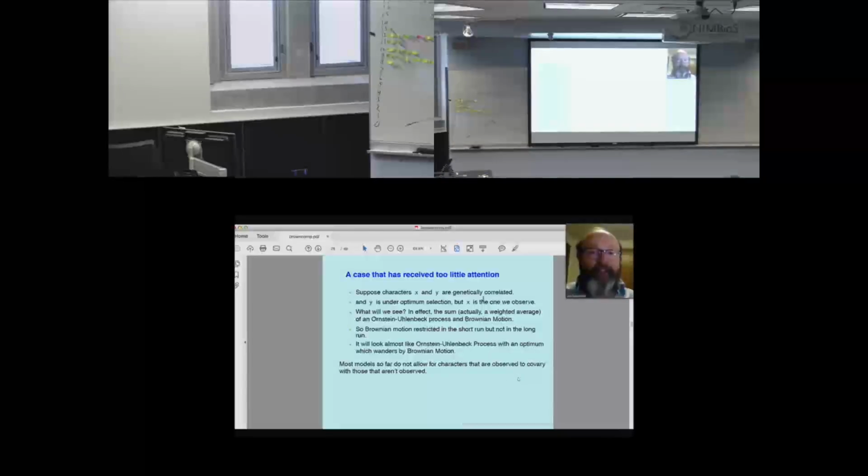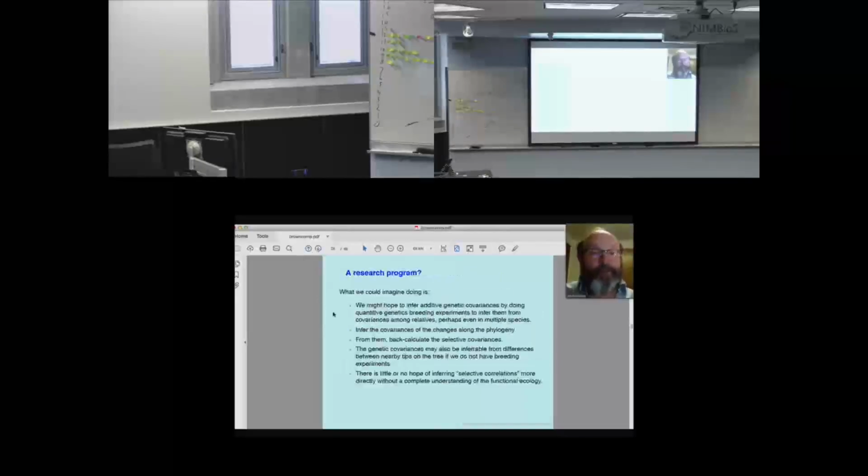So that process will look a bit like an Ornstein-Uhlenbeck process with a wandering optimum, but it's not exactly the same. So, okay, now we can think about multiple characters on a tree. Yes, please.